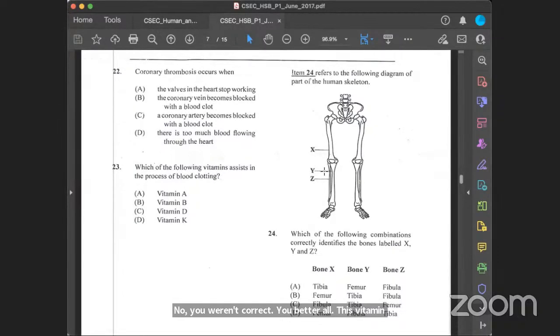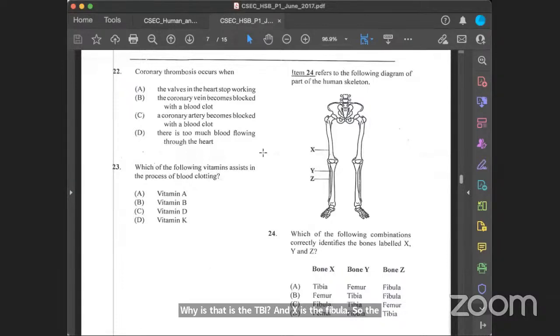And what are these bones here? We speak about this a lot of times. The largest bone in the body is what? The femur. The tibia and the fibula. So X is the femur. Y is the tibia. And X is the fibula. So the answer is B.